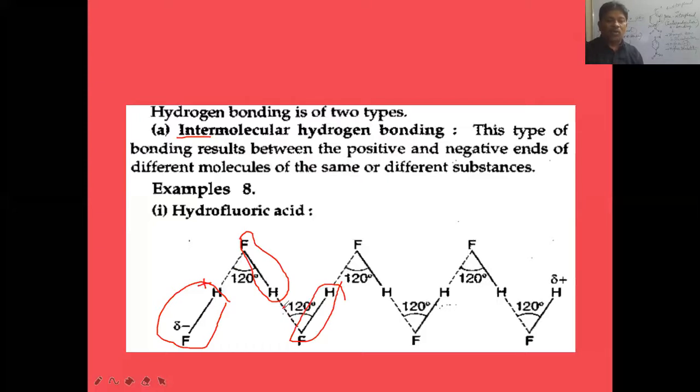Now, the angle between the covalent bond and the hydrogen bond, what is the angle here? 120 is the bond angle here. So what is the type of bonding here? Hydrogen bond. Hydrogen bond is of two types: intermolecular and intramolecular. So between HF molecules, it is intermolecular hydrogen bonding.